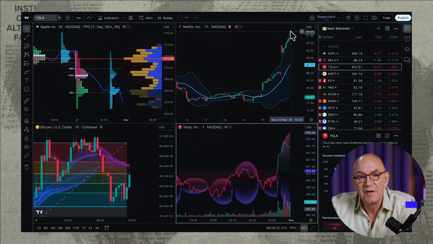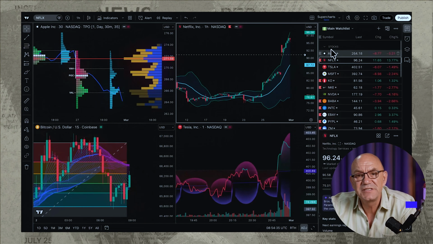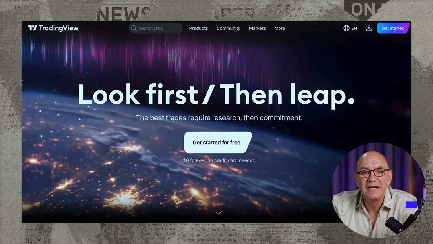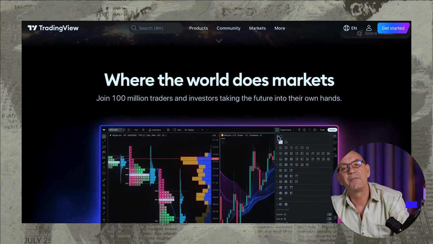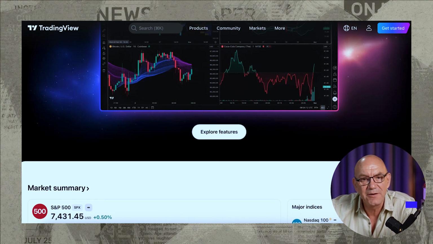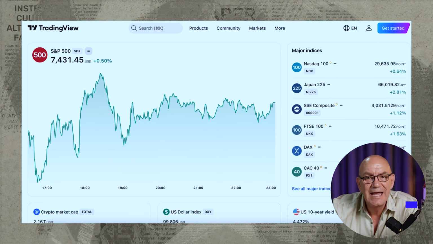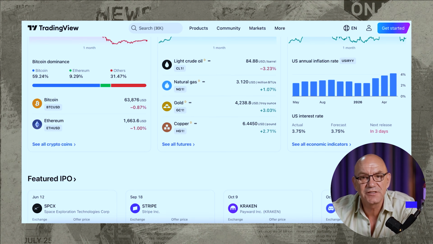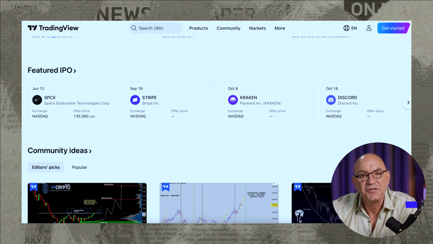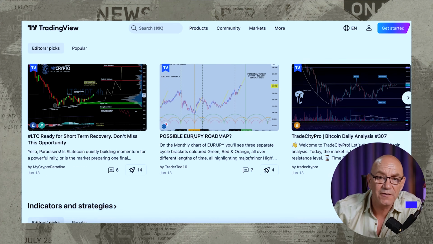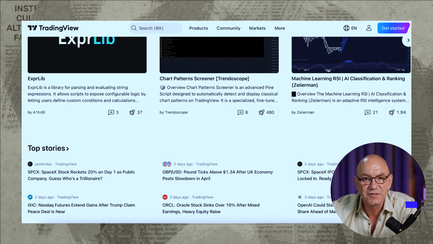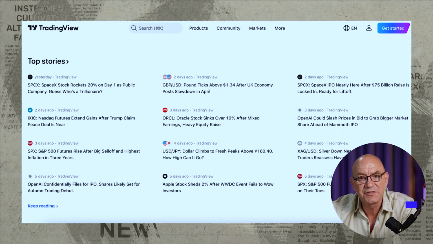Many choose this platform for several reasons. First, its simplicity. The interface is designed so that even a beginner can figure out everything in a couple of hours. On the left is a panel with drawing tools, lines, levels, and Fibonacci grids. Above, you can manage the chart, select a time frame, add indicators, change the chart type, and so on.